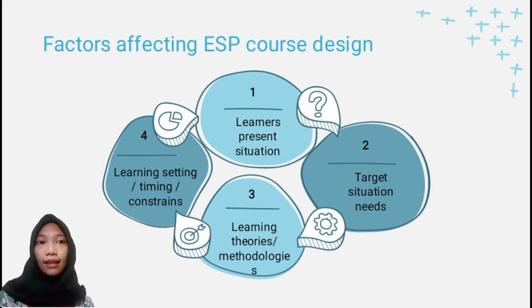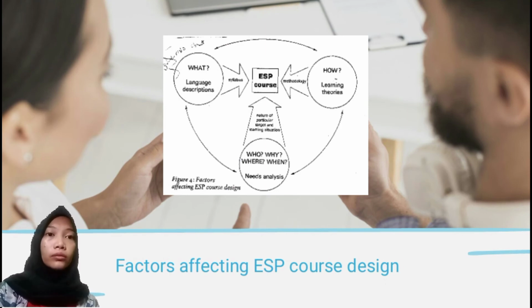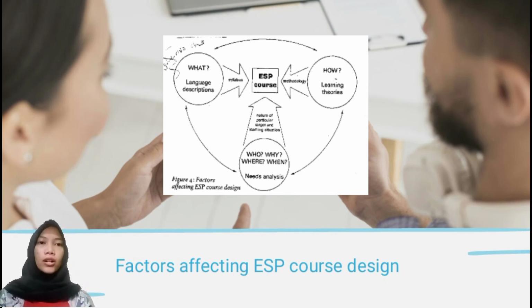Learning setting or timing is usually, of course, in the lesson plan. When we make a lesson plan, we should know our timing or learning setting to use time effectively when we teach in the class. Alright, so from all of that, there are 3 headings of factors affecting ESP course design. The first is language description.